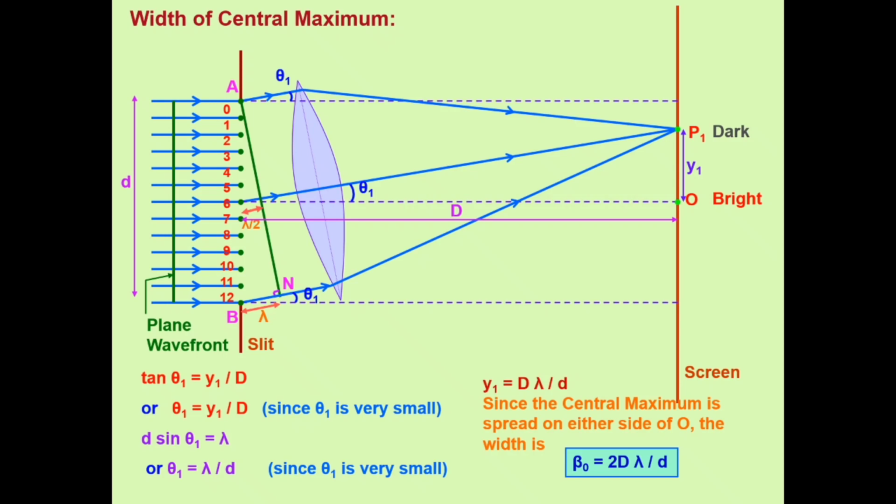The central maxima has minima on two sides, so you can subtract the two minima to get the width of the central maxima. The angle of formation is 2 theta for the central maxima. You can see this from the fringe pattern: the central maxima is spread on either side of O, beta naught equals 2 d lambda by d.